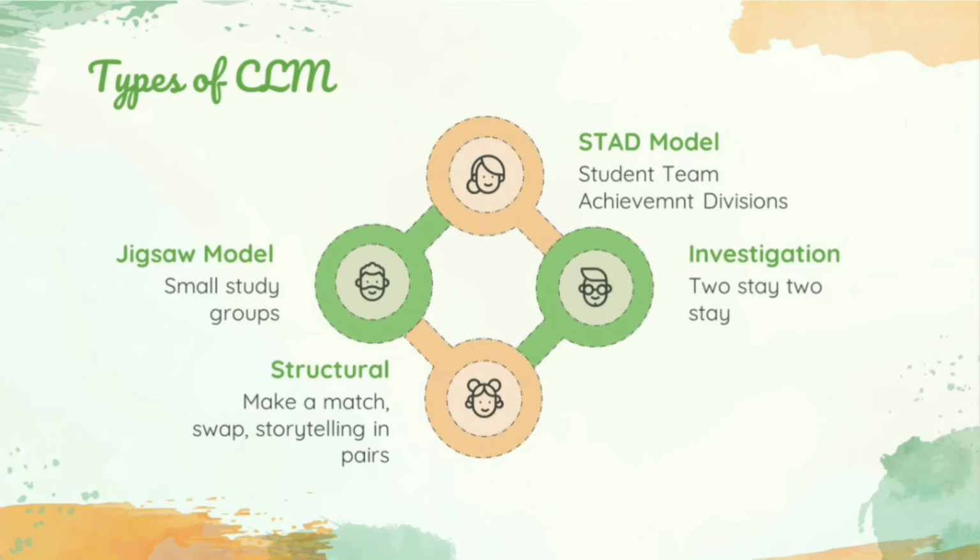STAD, or Student Team Achievement Divisions, is the easiest and simplest learning model of the cooperative type. In the process, students are formed into heterogeneous learning groups with 4 to 5 members, varying in gender, ethnicity, religion, and other distinguishing factors.